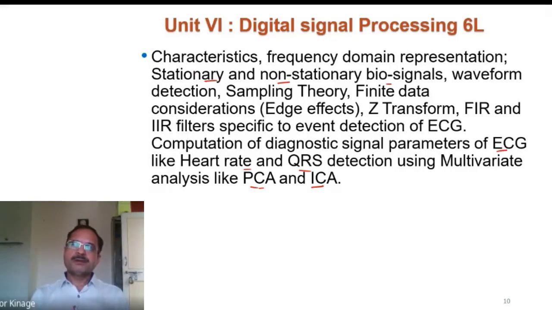All the subjects you have studied till now, digital signal processing, we will apply those concepts to biomedical signals. So these are the 6 units we'll be learning here. It's a very interesting subject from a practical point of view, to apply in projects like that.